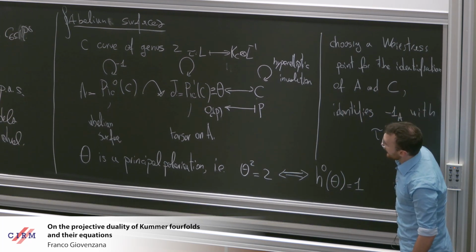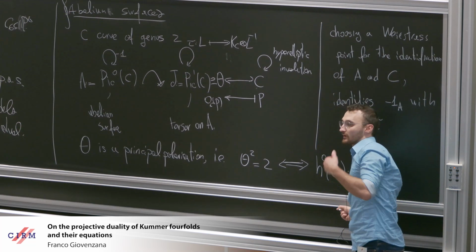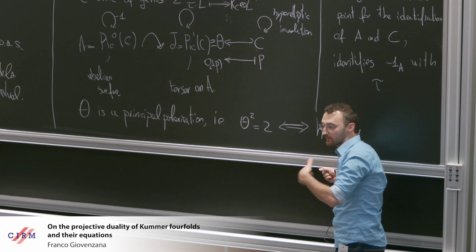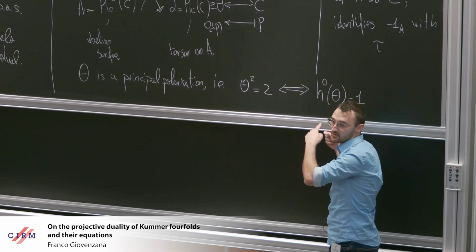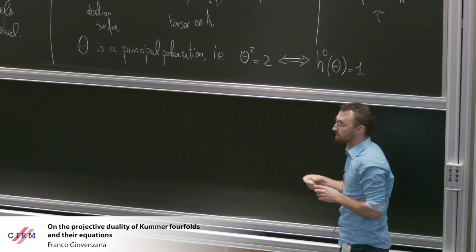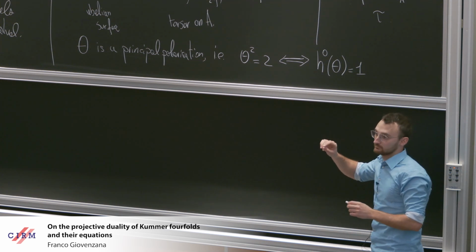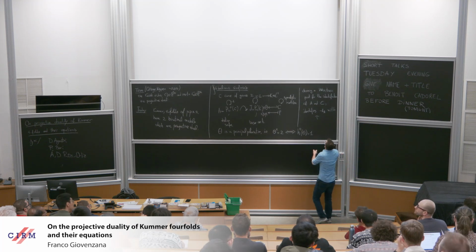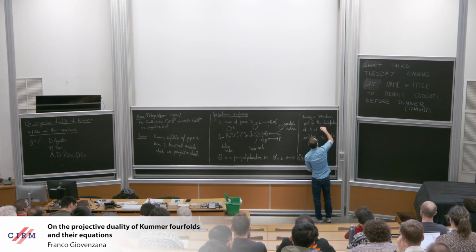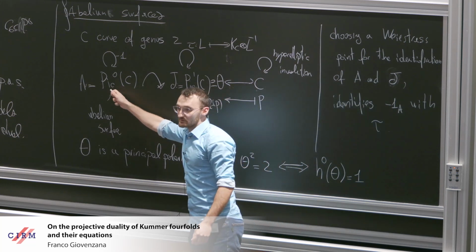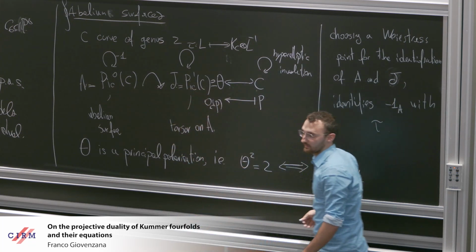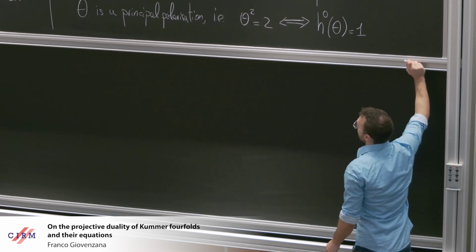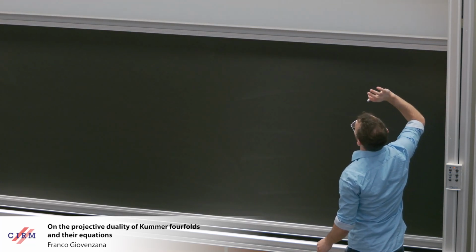So actually, to be more correct, I should carry on this distinction between A and J for the entire talk, but I'm going to ignore this and pretend that I'm choosing a Weierstrass point and then identifying the two. Sorry, the identification of A and J, so the abelian surface, is just with the translation by Weierstrass points. Thank you so much.